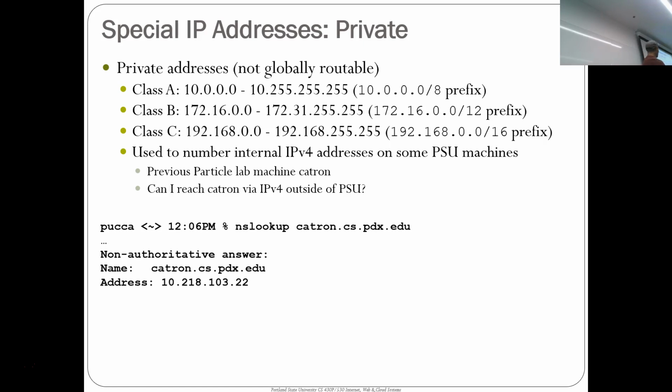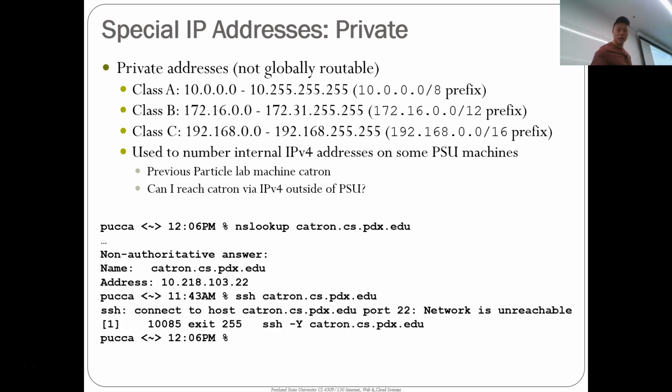Just your virtual network in your project. Okay. So you can see in the particle lab, if you do an NS lookup of catron.cs.pdx.edu, and this is in 8809, you can see that it's using a 10 prefix, so that when I have a machine that's outside of the Portland State Network and I try and SSH into it, it says it's not reachable because it's got this 10 prefix.